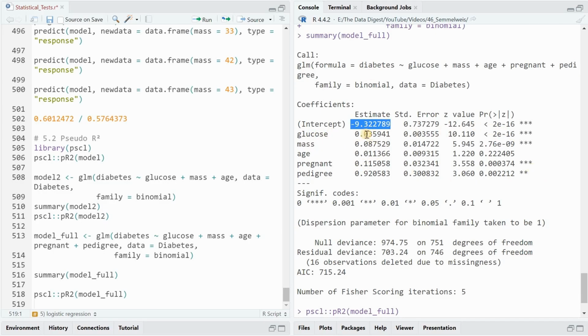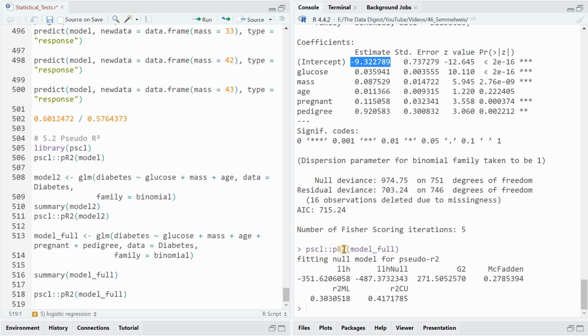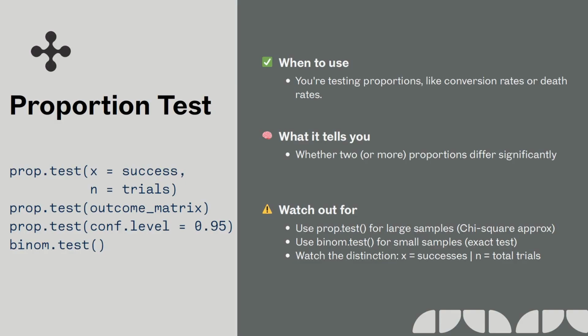You start with a lower intercept, but now all of these add up your risk of diabetes as they increase, and the pR2 function of this fuller model now jumps up to explaining 28 to 30% of the variance. Let's talk about proportion tests next.